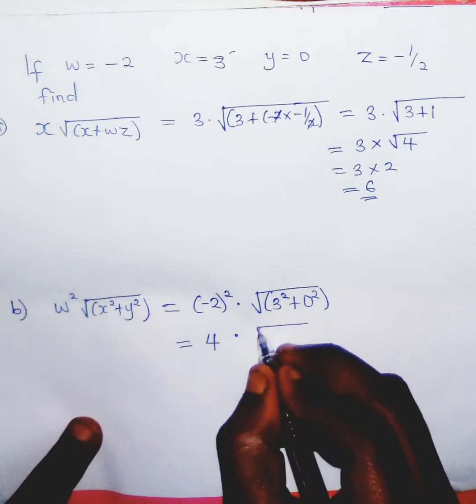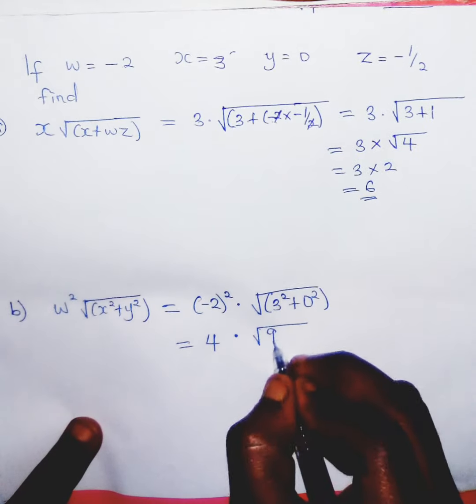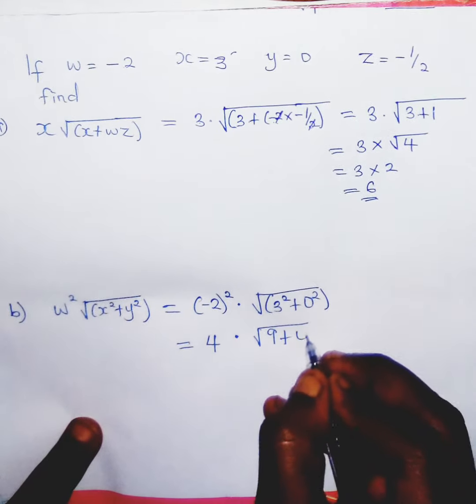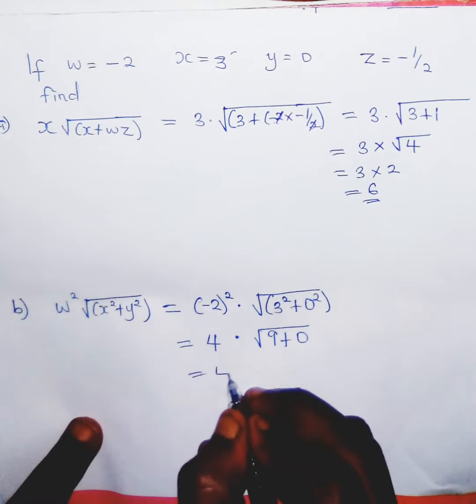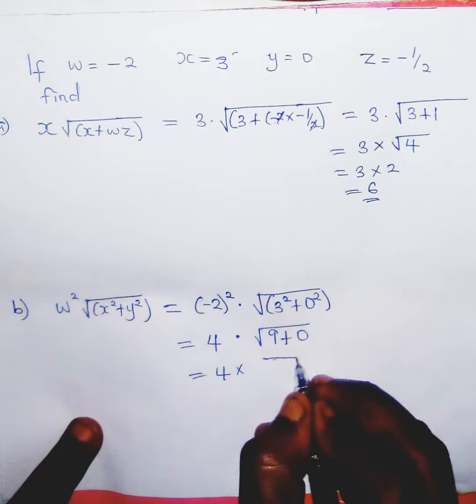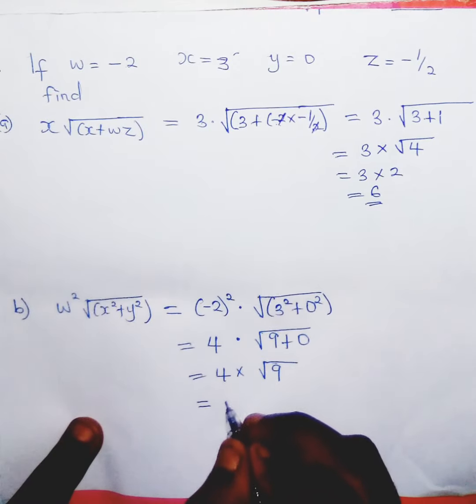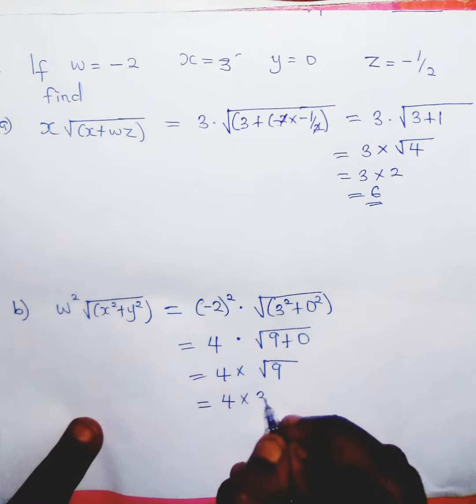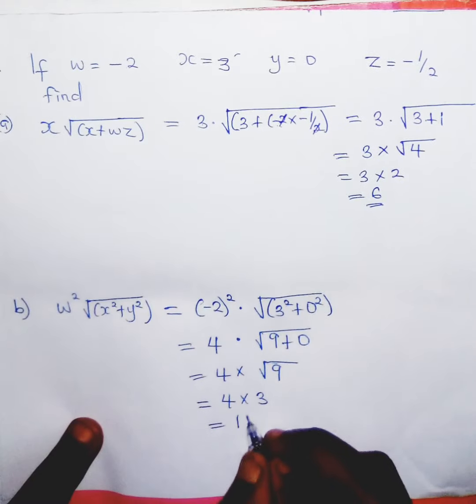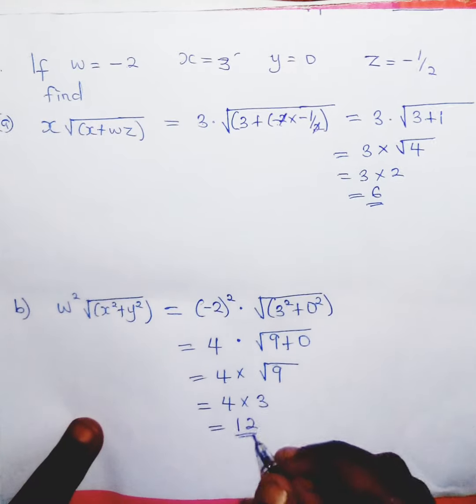Multiplying everything in the square root, 3 square is 9 plus 0 square is 0. So we have 4 times square root of 9, and this will give us 4 times 3. The answer is 12. It's really very simple.